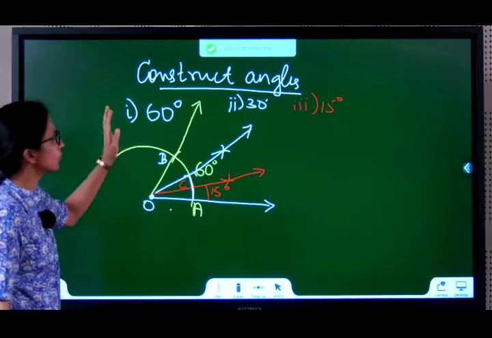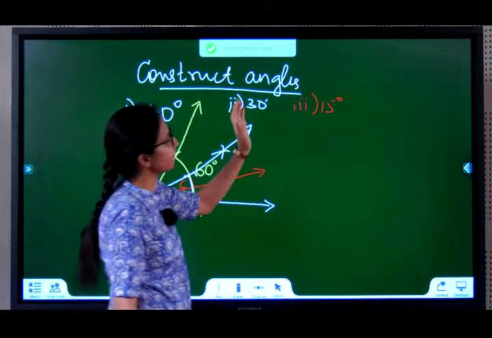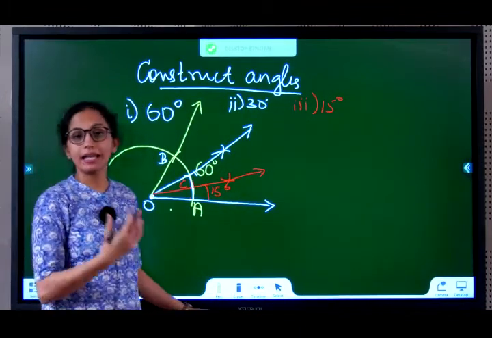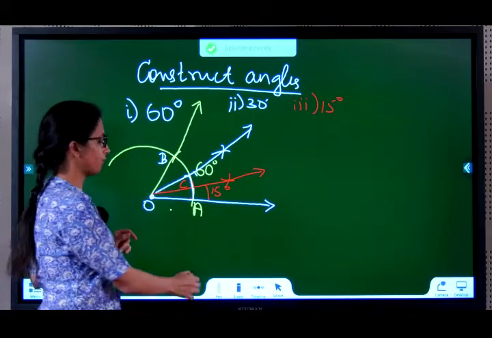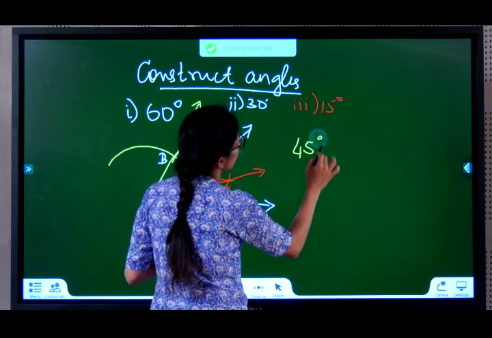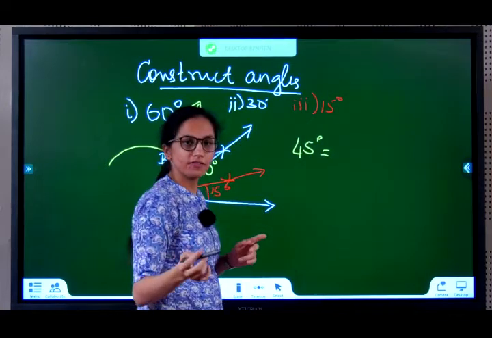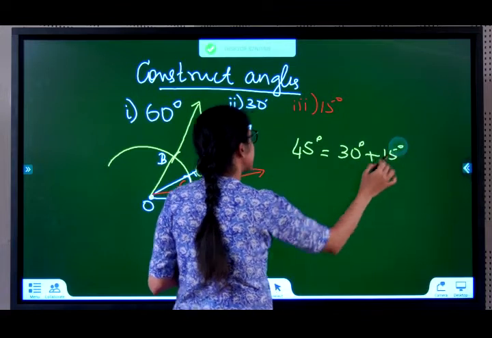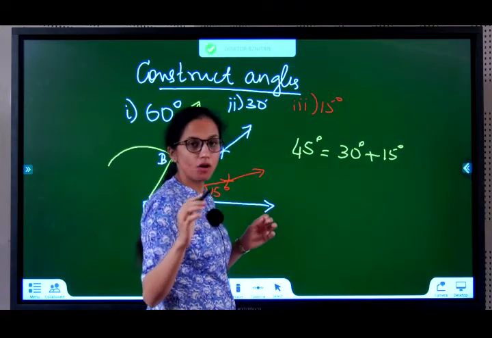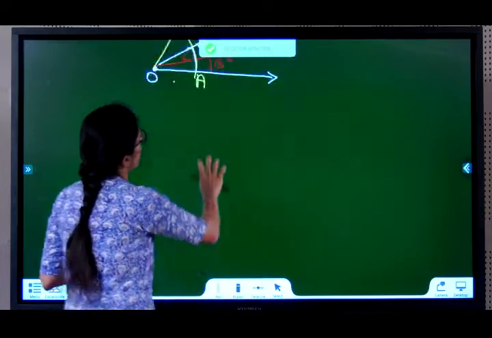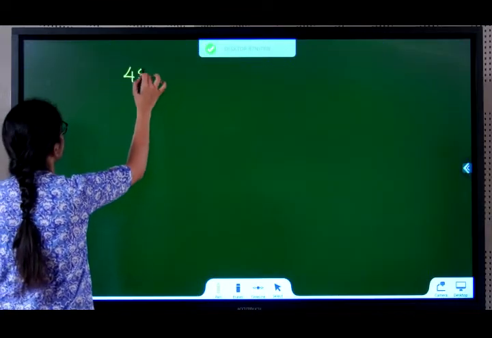So, you know how to do 60 degree, 30 degree and 15 degree. Using these angles, we can construct anything which is a multiple of 15. For example, let us say I said 45 degree. How will you construct 45 degree? 30 degree plus 15 degree, yes, anything that is a multiple of 15 can be constructed. So, how do we do 45 degree?